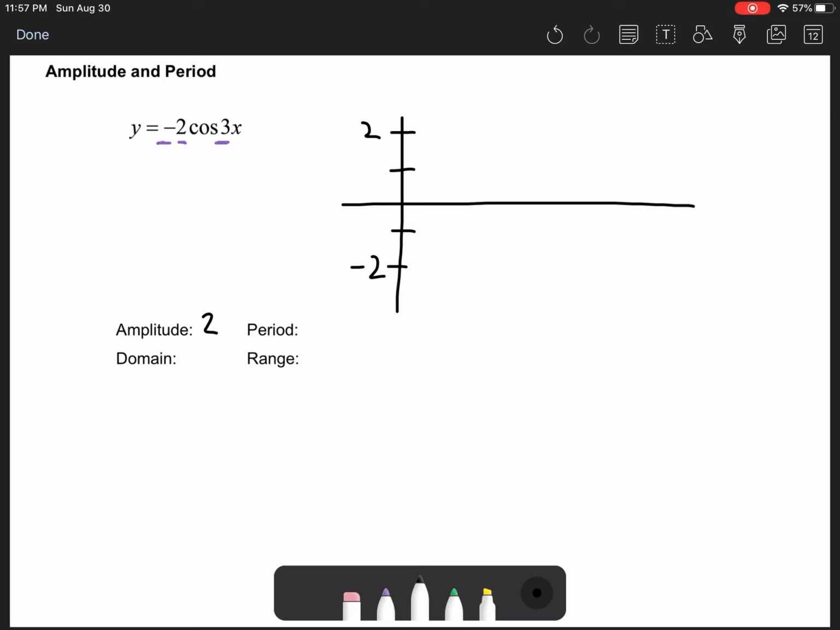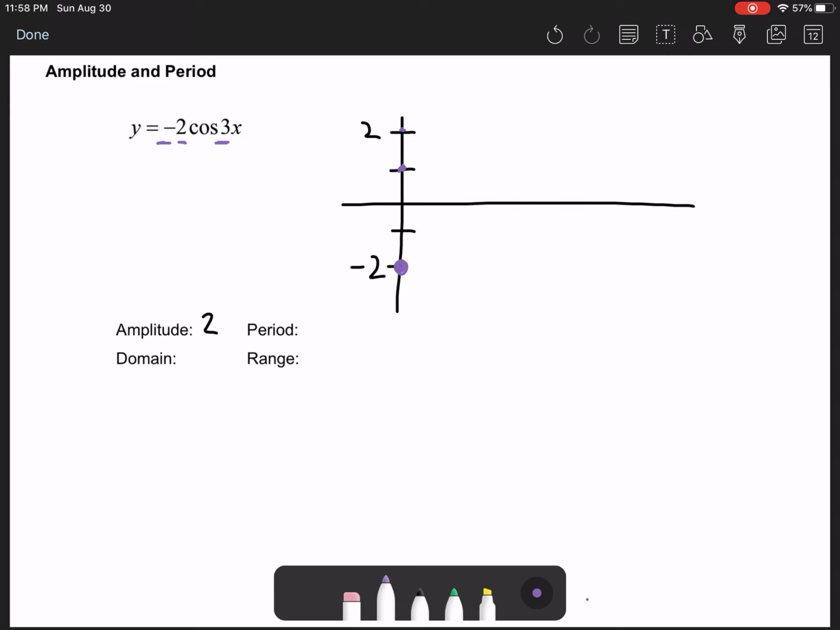Okay, now because it's cosine, normally we would be starting here at +1, but we're going to stretch it to 2, but that negative means instead of starting at a maximum at the top, I'm going to start at the bottom. So I'm going to be starting at -2.